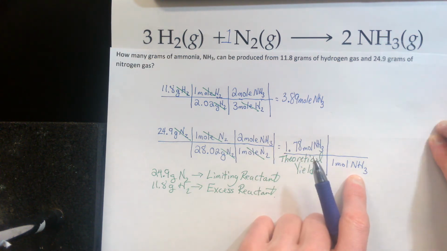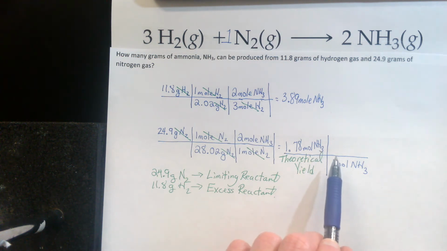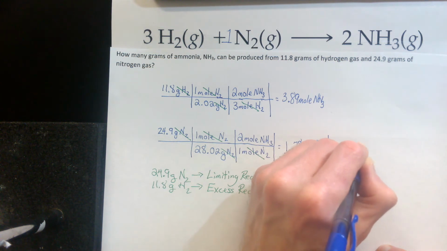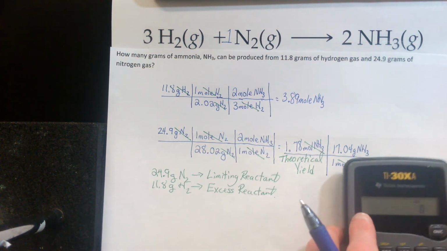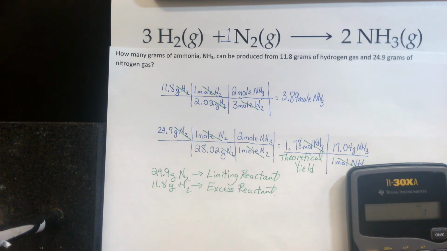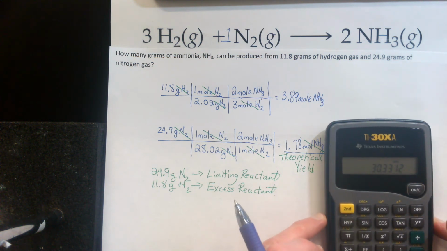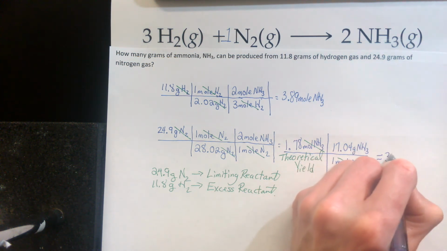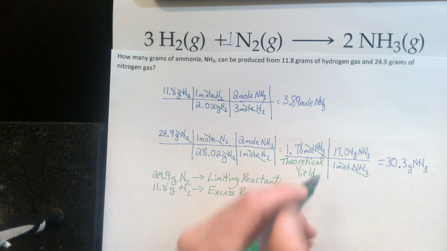Now we'll use the molar mass relationship again for ammonia. So 1 mole of ammonia, and for the molar mass of ammonia, we take 1 of the nitrogen mass and 3 of the hydrogen mass, and we get 17.04 grams of ammonia as its molar mass. Then let's solve. So we have 1.78 times 17.04, and again I'm going to round this to 3 sig figs, so I'm going to go 30.3 grams of ammonia. And this is our theoretical yield in grams.